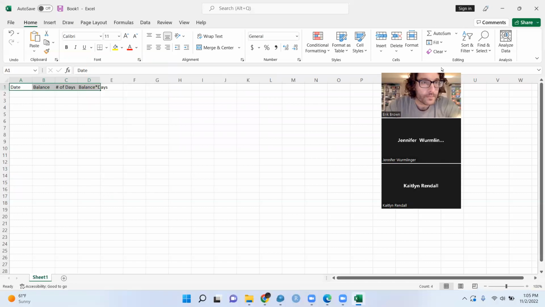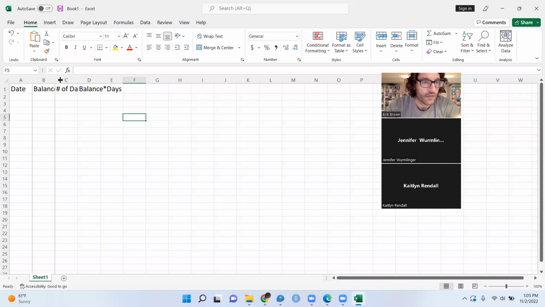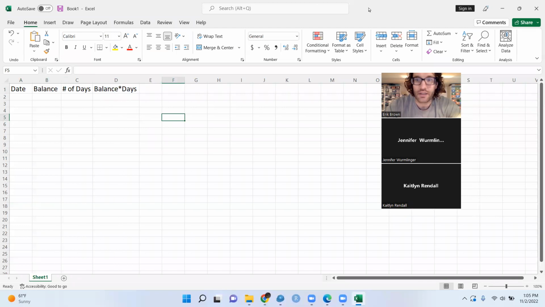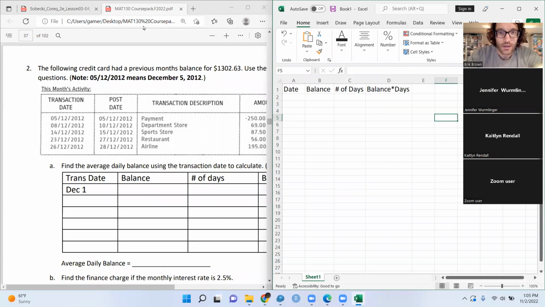Let's get this set up. I would encourage you all to do the same thing that I've done here. Create a nice little table in Excel to put this all together. And the first thing to do is just get in the dates.